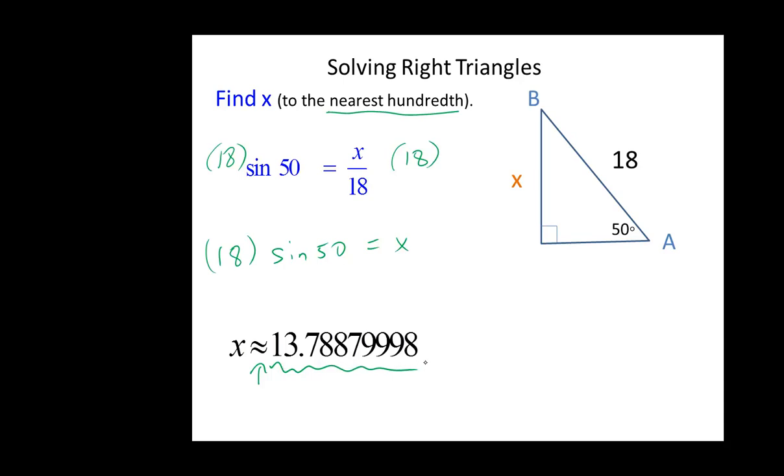This number continues on. It is an irrational number. But to round to the nearest hundredth, I see that the hundredths place is here, so I need to look at that next number, and I see that it is 5 or more, and that tells me to go up, and here's my answer rounded to the nearest hundredth. That's the length of x.